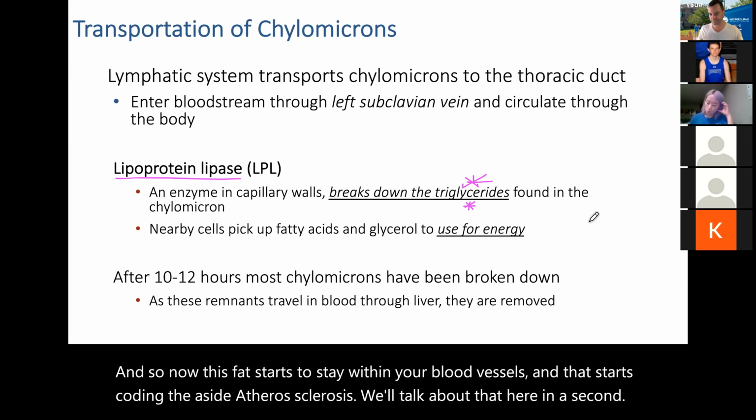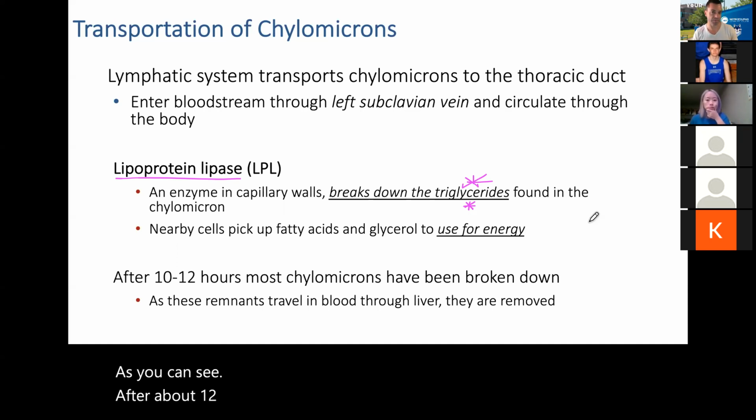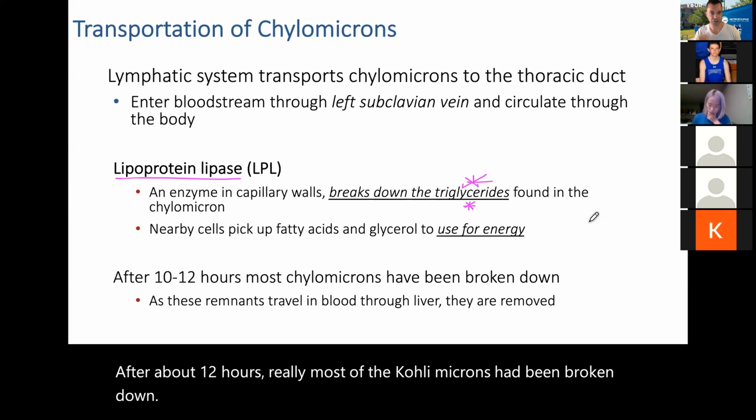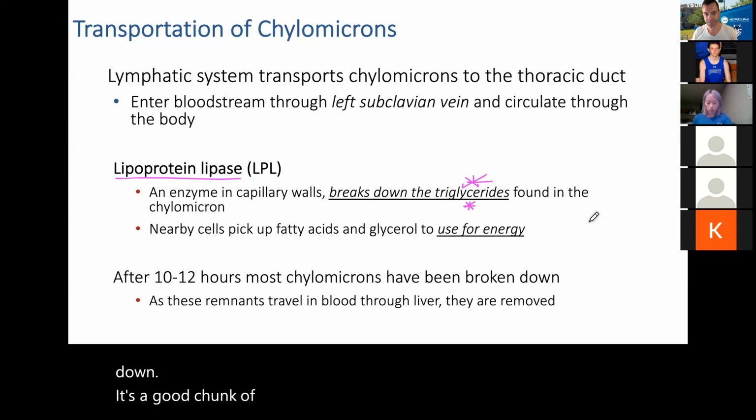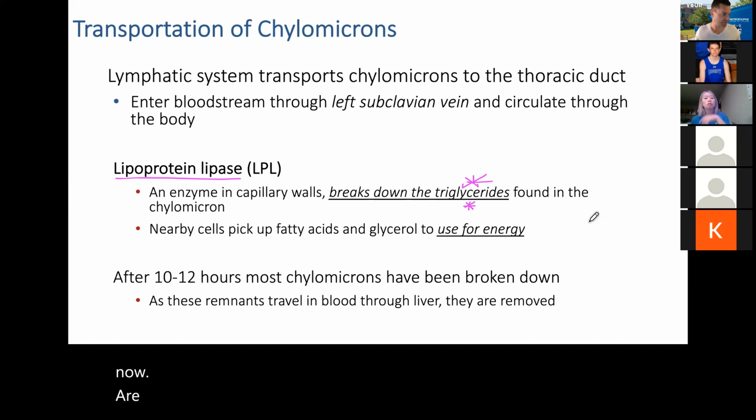As you can see, after about 12 hours, really most of the chylomicrons have been broken down. It's a good chunk of time, to be honest. After anywhere 10 to 12 hours, those chylomicrons are broken down. Now, are these enzymes nice and neat? No. It's not a scalpel.